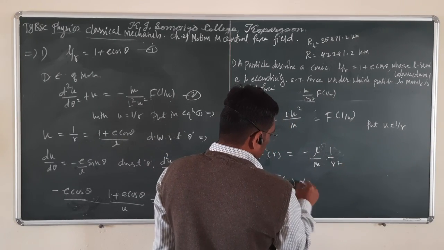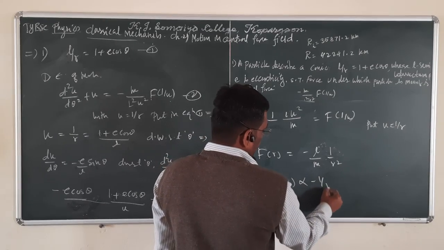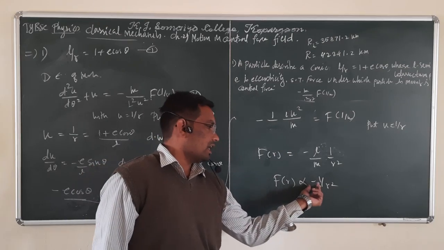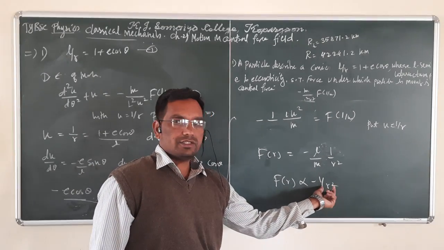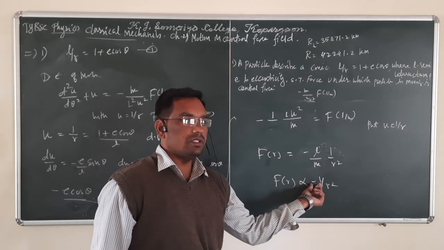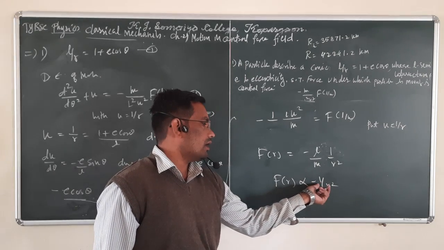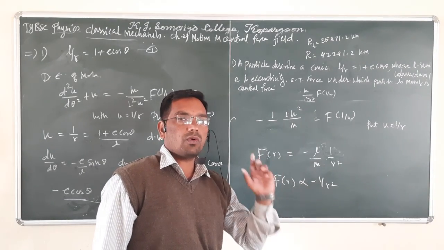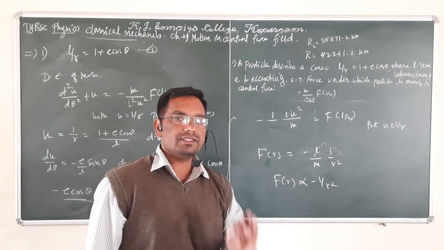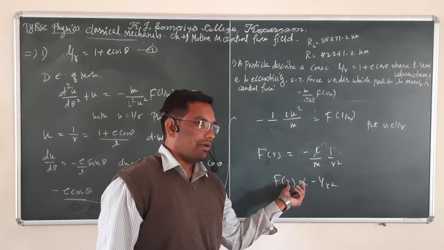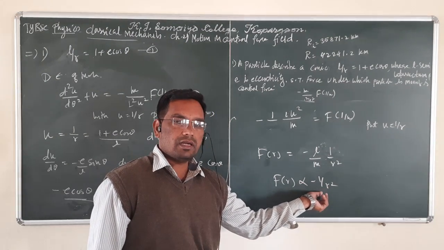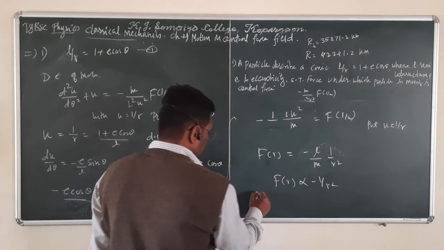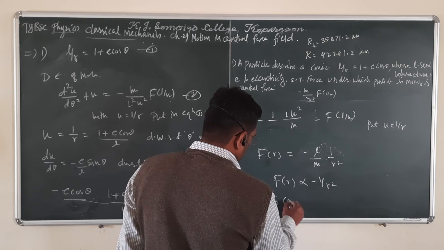So what is the law of force? The force is directly proportional to minus 1 over r square. Now when force is directly proportional to 1 over r square with a negative sign, this means the force is an attractive force, and 1 upon r square. For such forces, we know that they are conservative forces and central forces. Why? Because gravitational force has 1 upon r square dependence, and again electrostatic force has this dependence. Therefore the force is conservative.